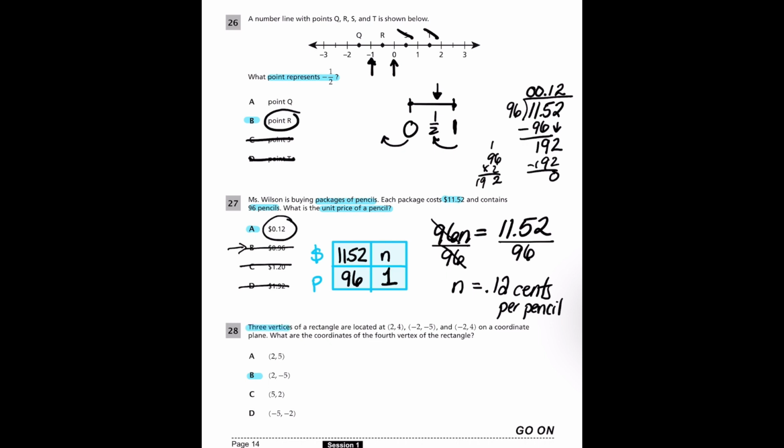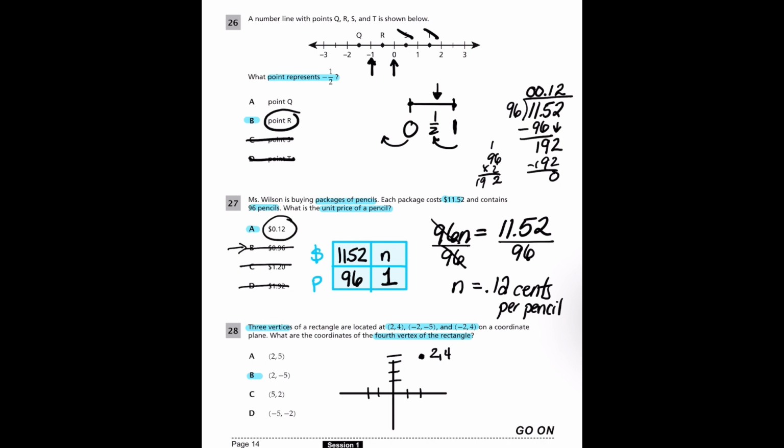next one. 3 vertices of a rectangle are located at these points. What is the fourth coordinate? So I'm just going to make a little sketch. And my first point is 2, 4. So 1, 2. 1, 2, 3, 4. So here's 2, 4. Next point is -2.